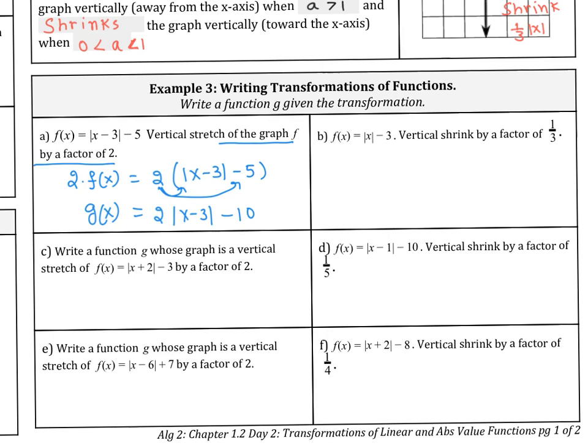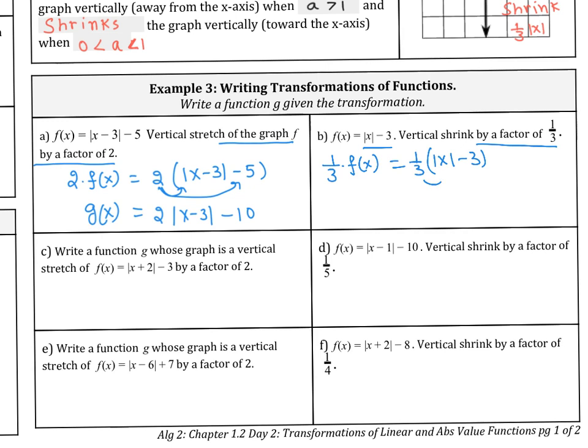For letter B, we are going to find the vertical shrink of the function f(x) by the factor of 1 over 3. Which means we are going to multiply the function f(x) by 1 over 3. So 1 over 3 times function f(x). So function f(x) is absolute value x minus 3.